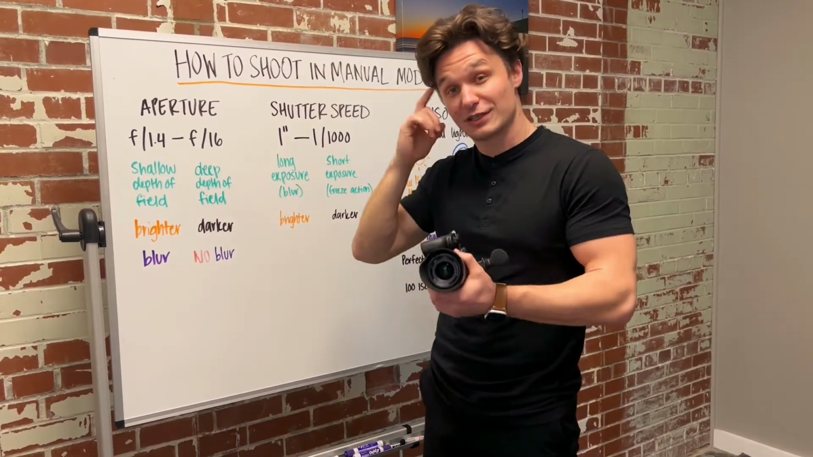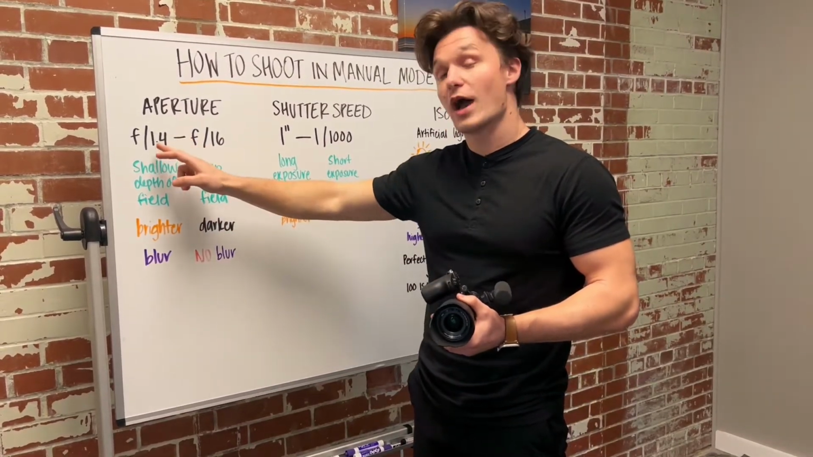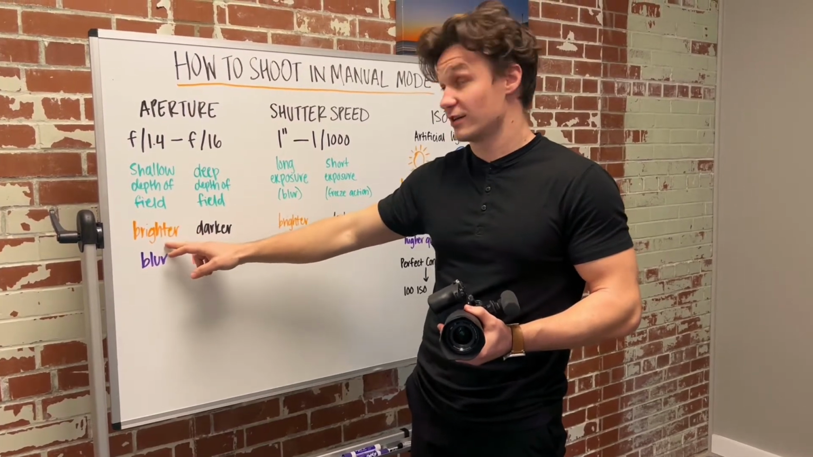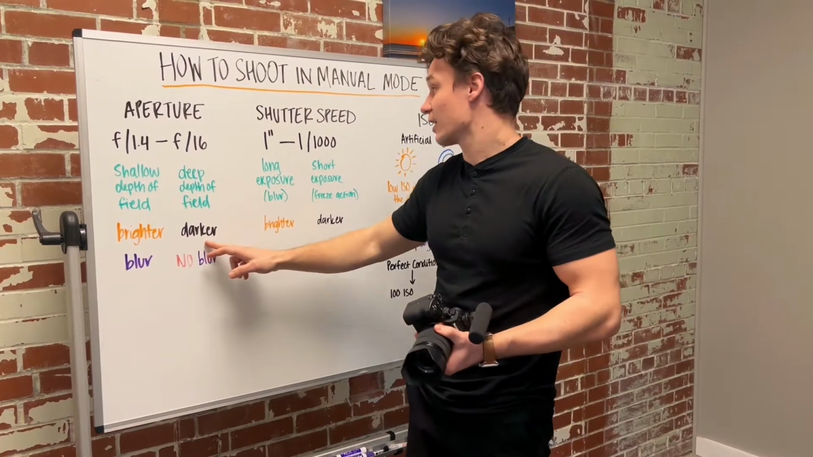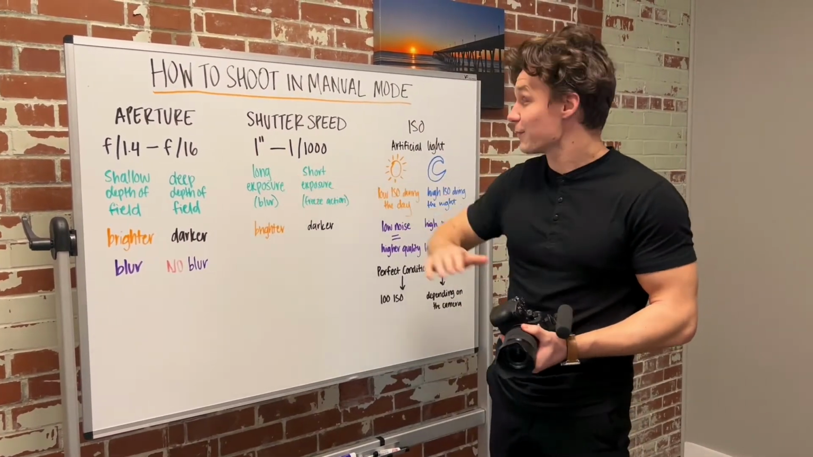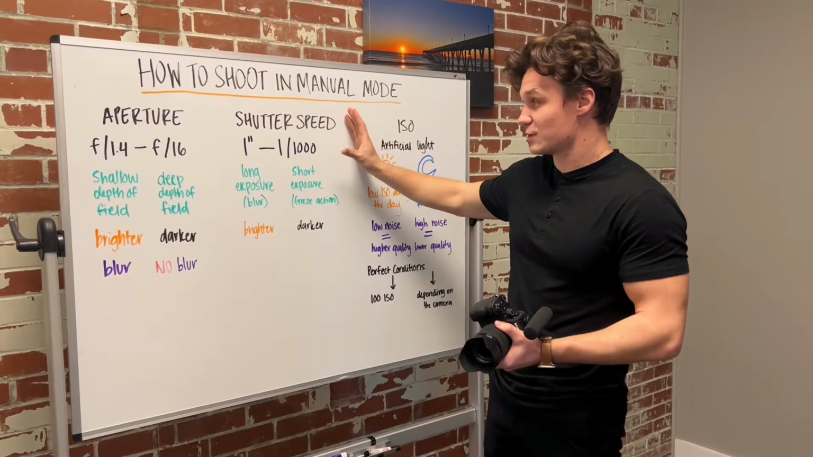Also, you need to keep in mind that a low f-stop makes your pictures brighter, and a high f-stop naturally keeps it darker. Okay, done with aperture. Next, we're gonna move to shutter speed.